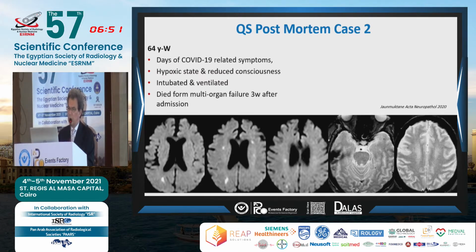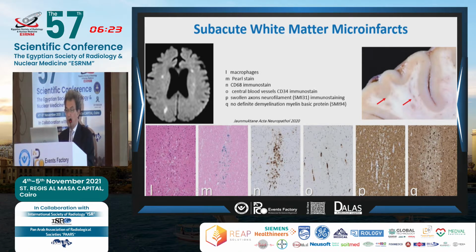And this is one of our unfortunate post-mortem cases where you have, in this patient, 64-year-old, had COVID-related system, became hypoxic, had to be intubated, or was at that time intubated, ventilated, and then died from multi-organ failure. You see the multiple small lesions with restricted diffusions, and in addition, you also have some areas of microhemorrhages. So on neuropathology, what they saw are these small infarcts, which were also called microinfarcts.